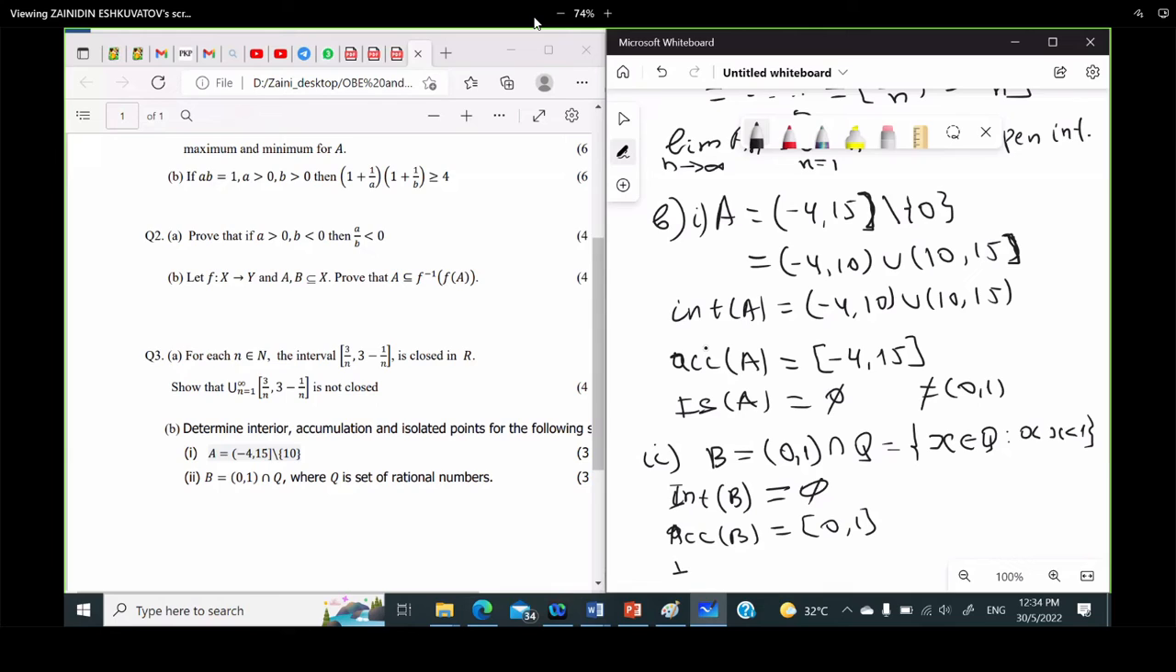Isolated points of B. What do you think? What about isolated points? Is a rational number an isolated point or not? We have the formula.